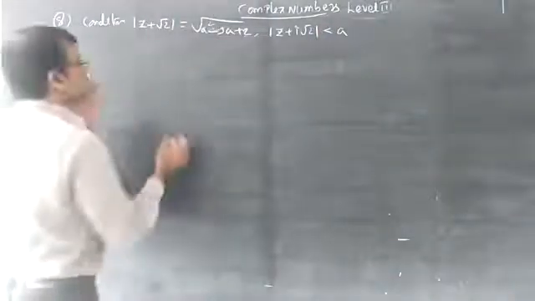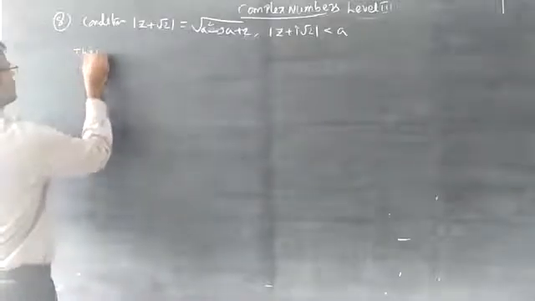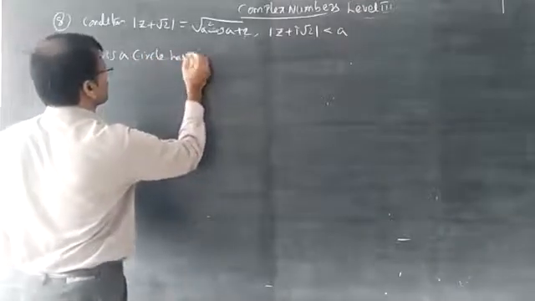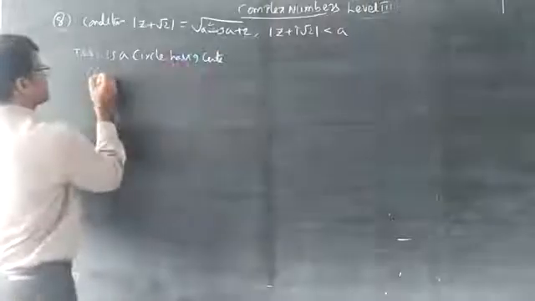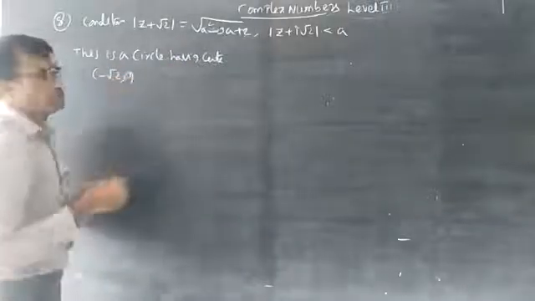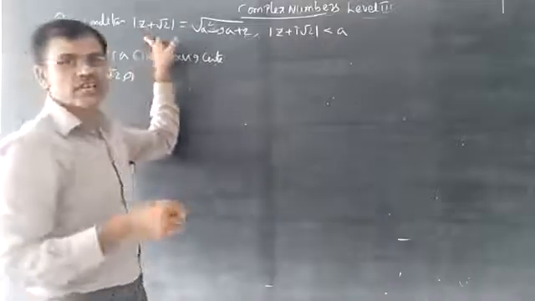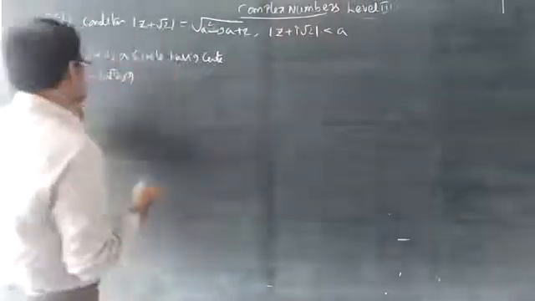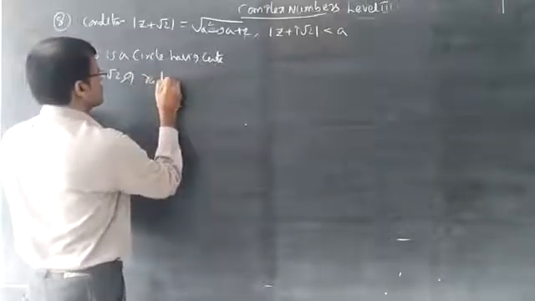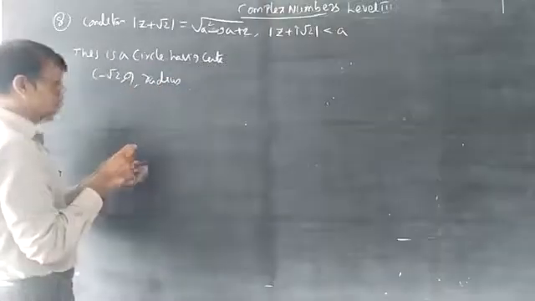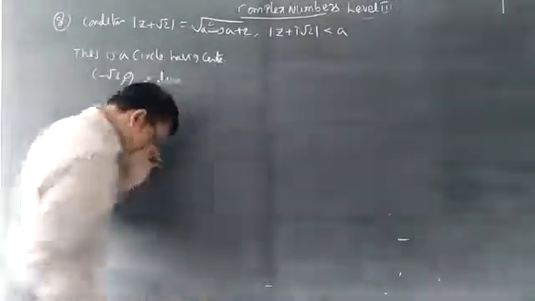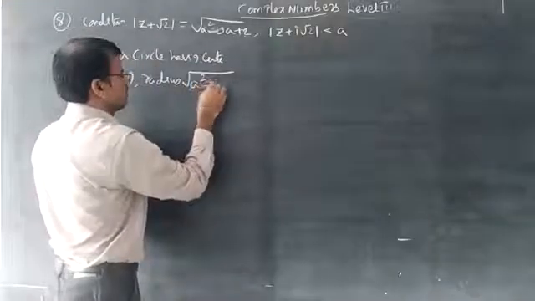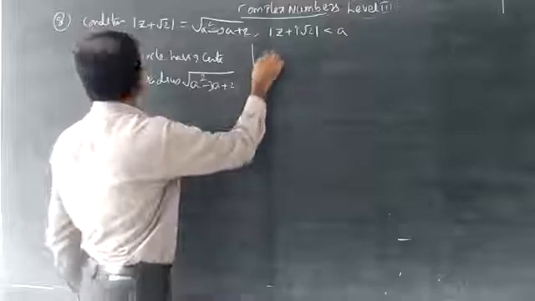So according to the domain concept we can write this is a circle having a center minus root 2 comma 0. You can understand if you put x plus iy here, x plus root 2 plus iy, so x minus minus root 2 plus iy. So this is minus root 2 comma 0 and radius root of a square minus 3a plus 2.